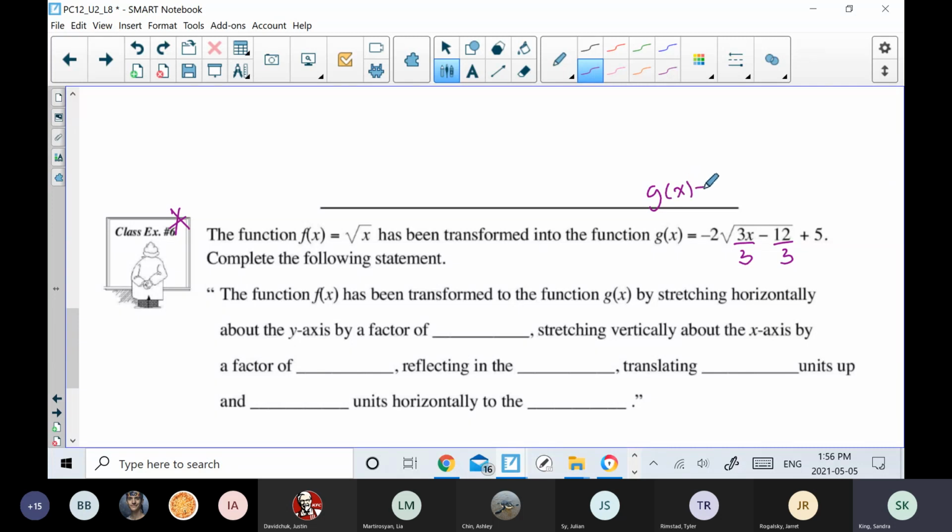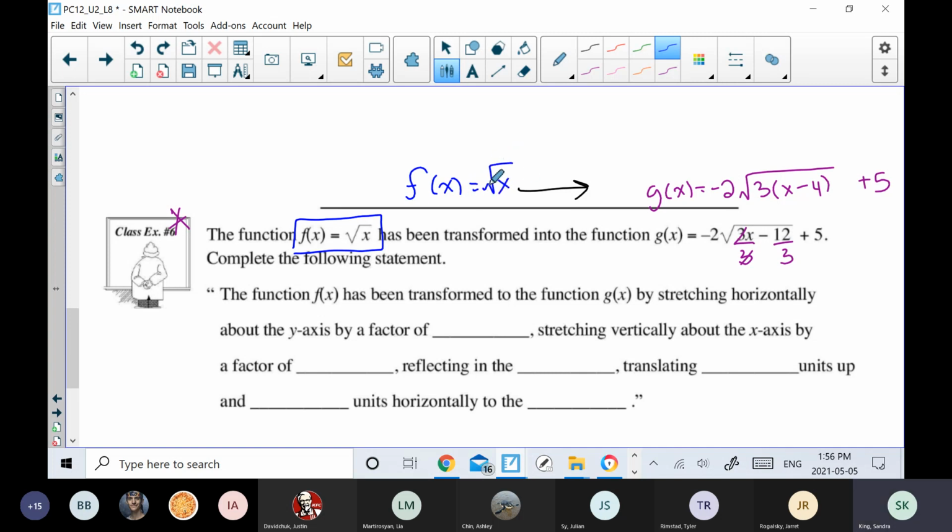G of x is equal to -2 square root. The 3 goes in front of a bracket, and you'd be left with x minus 12 divided by 3 is 4. And then this 5 is on the outside of the bracket. So what this question is saying is this is what you started with. You started with f of x. You did a whole bunch of stuff. Oh, I didn't write what f of x is. F of x is equal to the square root of x.